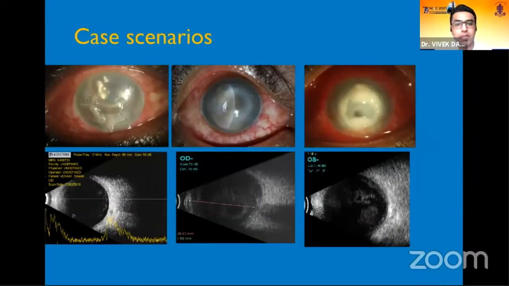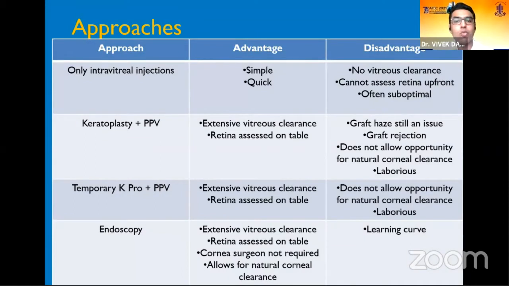These are typically scenarios where you have endophthalmitis inside and the cornea has been affected in a way that it does not allow you direct visualization. So what can you do in such cases? You may go for just an intravitreal injection, which is simple and quick, but the disadvantage is that you will not get an opportunity for vitreous clearance. You're not able to assess the retina upfront, so your management may not be optimal.